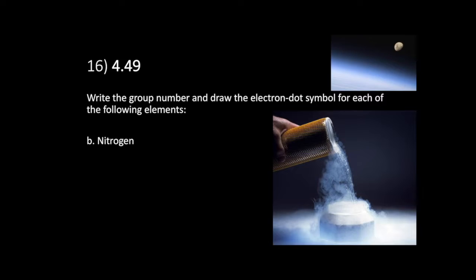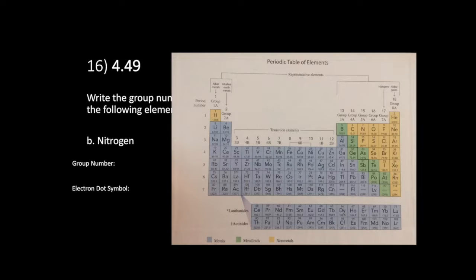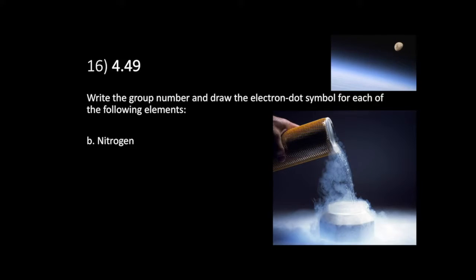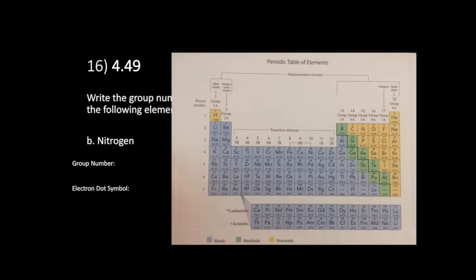Let's try to do the same thing for nitrogen. So first, the group number. Nitrogen, in addition to being very cold and a clear liquid, is also 79% of our atmosphere. And that's what the photograph in the top right is trying to communicate. So 79% of the air you're breathing right now is nitrogen. You can feel how nitrogen feels just by waving your hand through the air.